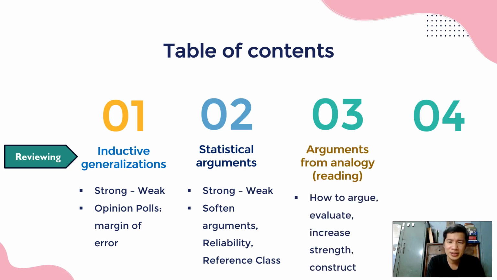Also, we talk about arguments from analogy. You know the word analogy, right? So we discuss how to argue, how to evaluate, how to increase the strength, the construct of arguments from analogy. And for part of this issue, you can just read at home. And the same thing for issue number 4, causal argument, you're going to read at home. Do more reading. You have the material, right?